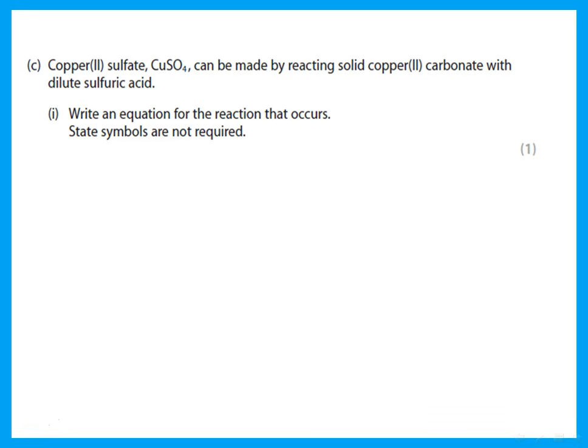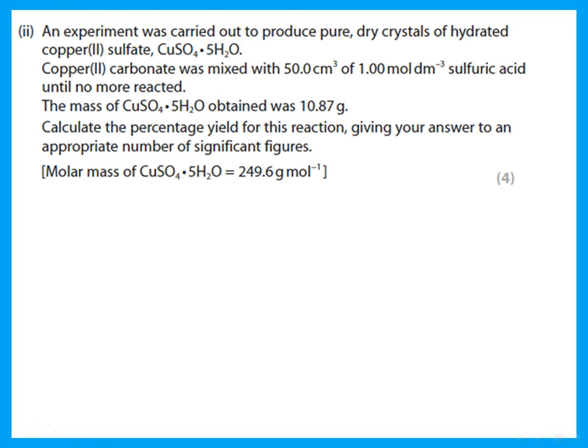Copper sulfate can be made by reacting solid copper carbonate with dilute sulfuric acid. Write an equation for the reaction that occurs. So we're just writing a normal equation. He doesn't even want state symbols. So copper carbonate plus sulfuric acid to give copper sulfate plus carbon dioxide plus water.